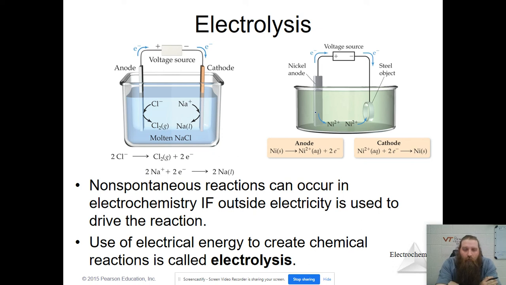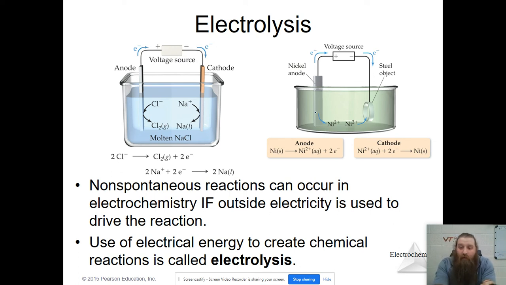Electrolysis is another application that we can steal from voltaic cells and the understanding of how metals are deposited onto our anodes and our cathodes. This would be an example of a non-spontaneous reaction in electrochemistry. And in order to get this reaction to occur, we actually drive it forward with electricity. And that's what makes it electrolysis.